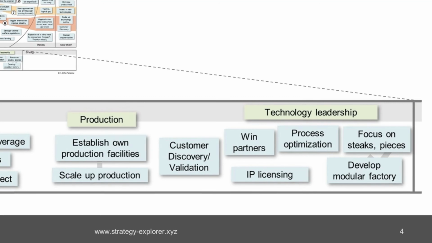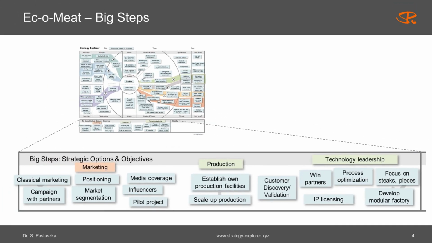In this line of thought, they even generate an additional idea: the modular factory. This could be a way to enable small producers to take part in the story with a standardized approach, thus helping to ramp up the worldwide production quickly. There are many more considerations, but this already gives some indication of what the most promising strategy for EcoMeet could be.